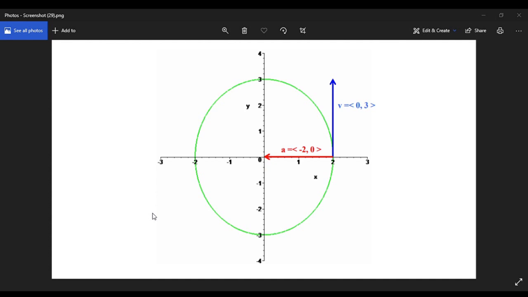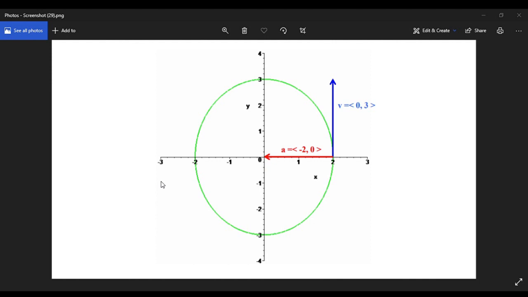Based on the graph that we got, this is the equation of an ellipse with center (0, 0). The vertices on the x-axis are (2, 0) and (negative 2, 0), formed by taking a equal to 2 and moving to the left and right of the center on the x-axis. The vertices on the y-axis are (0, 3) and (0, negative 3), formed by taking b equal to 3 and moving up and down from the center on the y-axis.